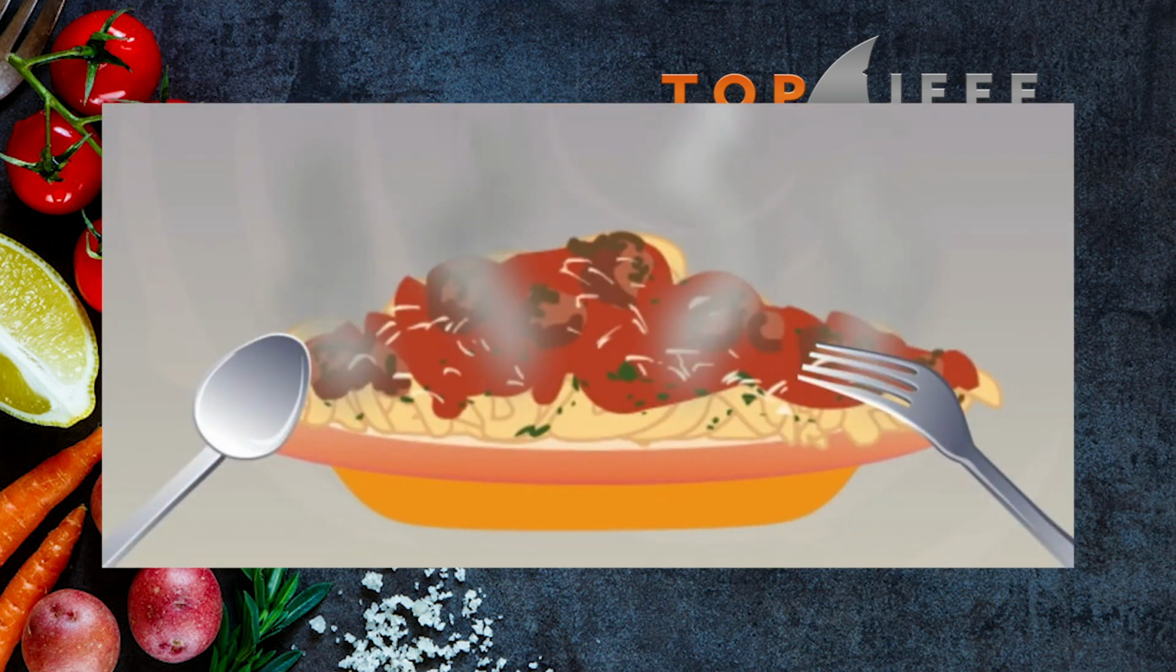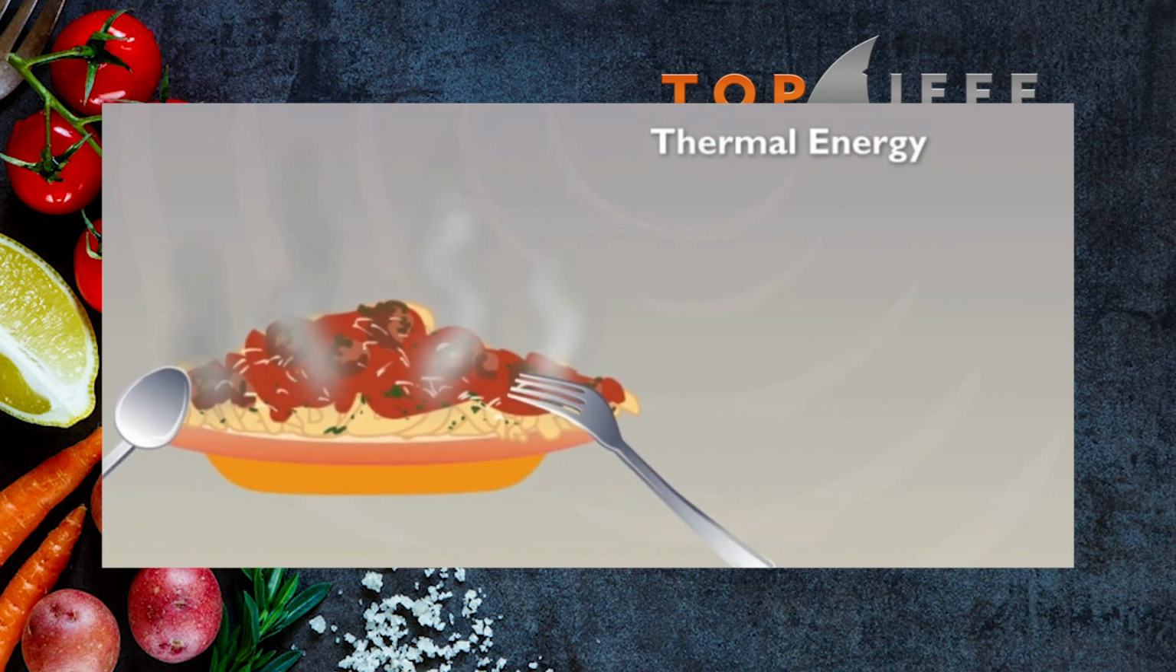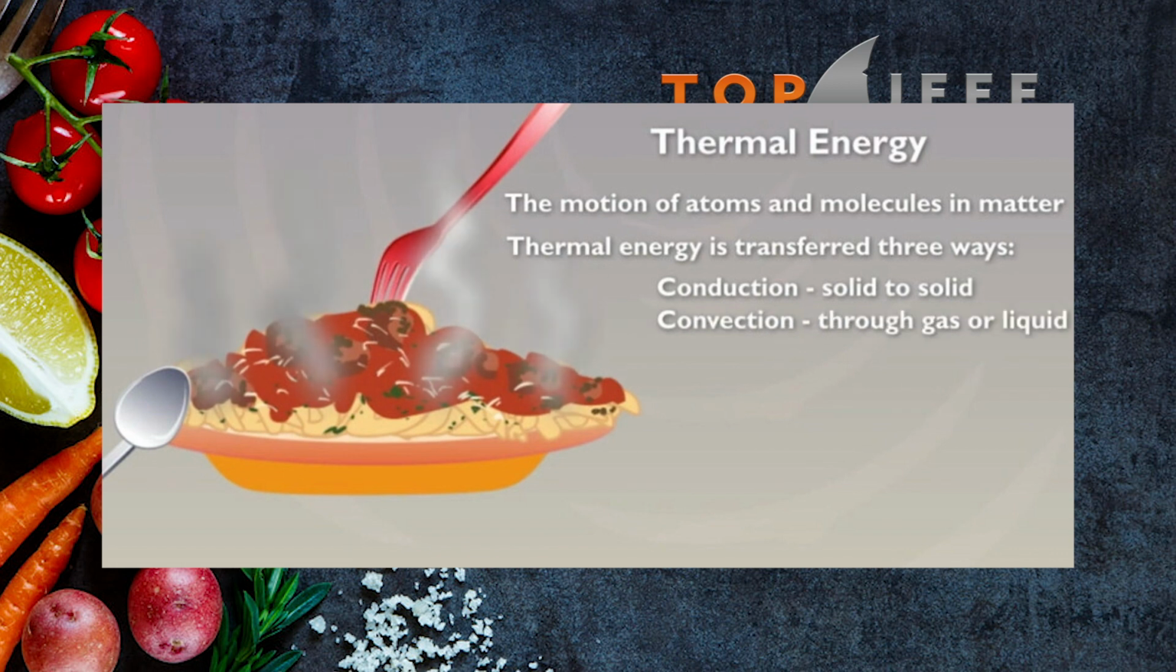Food. Hey, food gives you energy, right? It does. There's thermal energy and chemical energy in a plate of food. Really? Yeah. Thermal energy is heat, and it's kinetic. It's the motion of atoms and molecules in matter. When we touch the food, the heat is transferred by conduction from the hot food to our fork and mouth. The steam is thermal energy being transferred by convection into the air. That's a lot of kinetic energy.